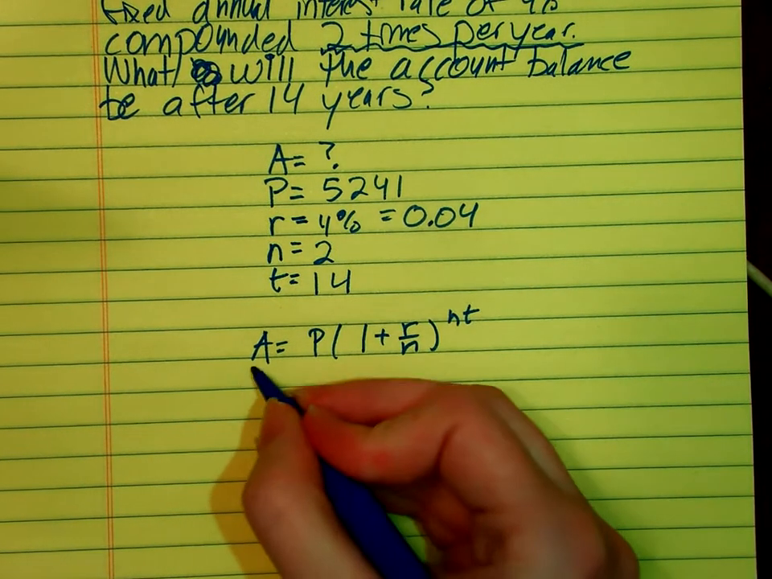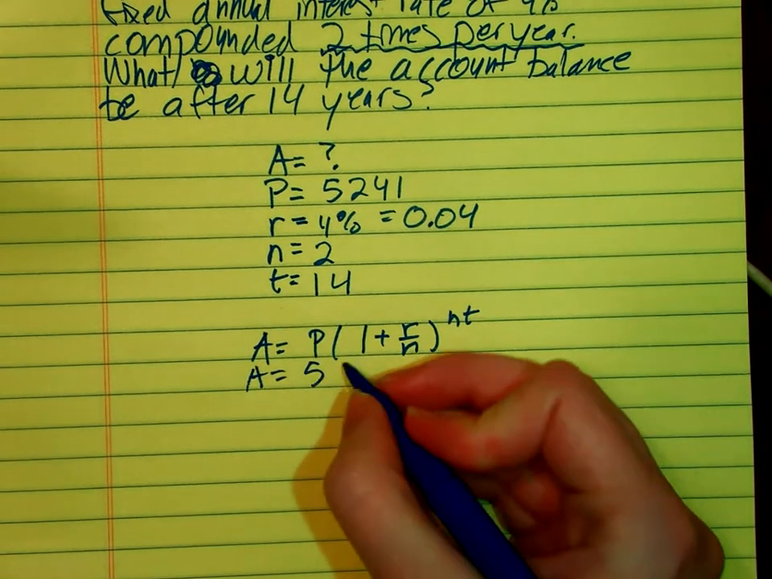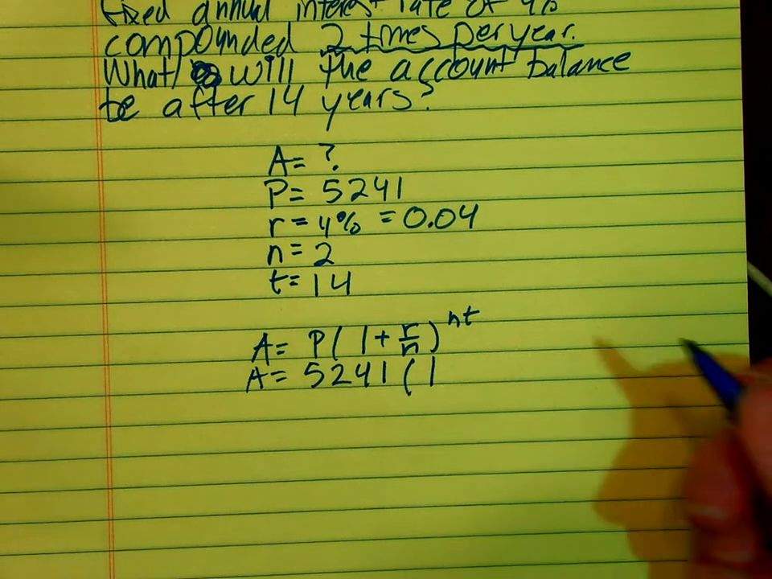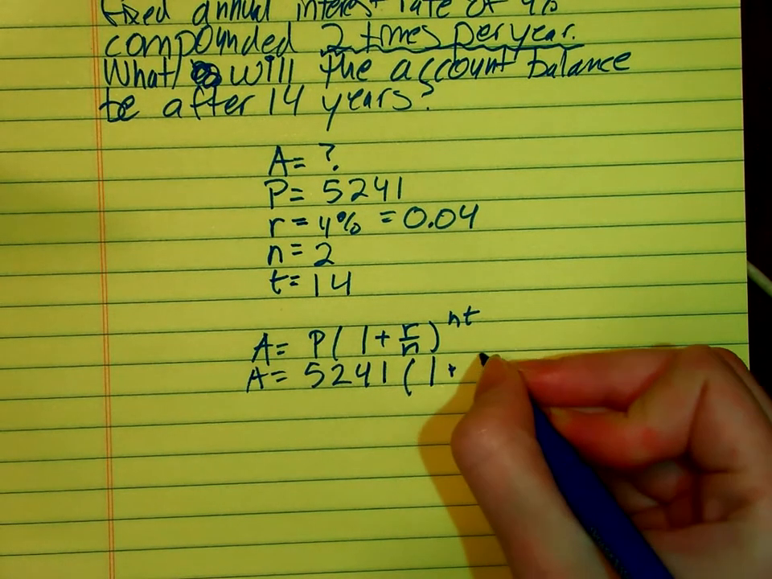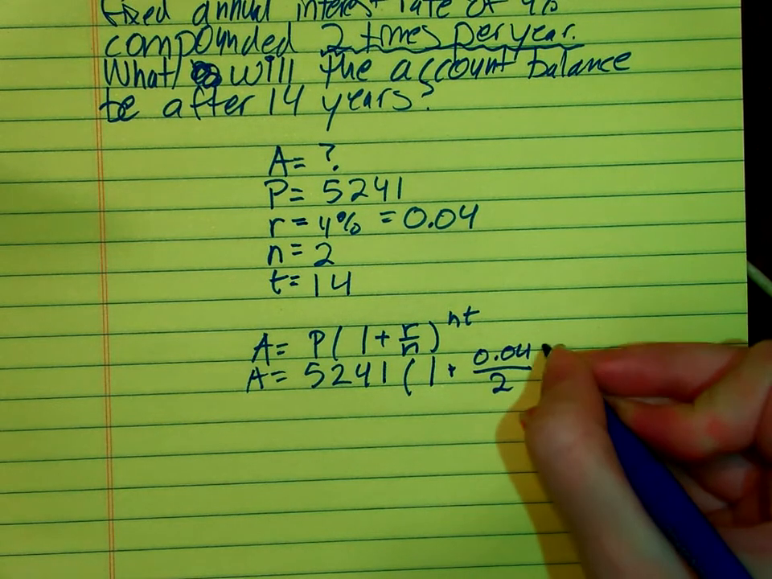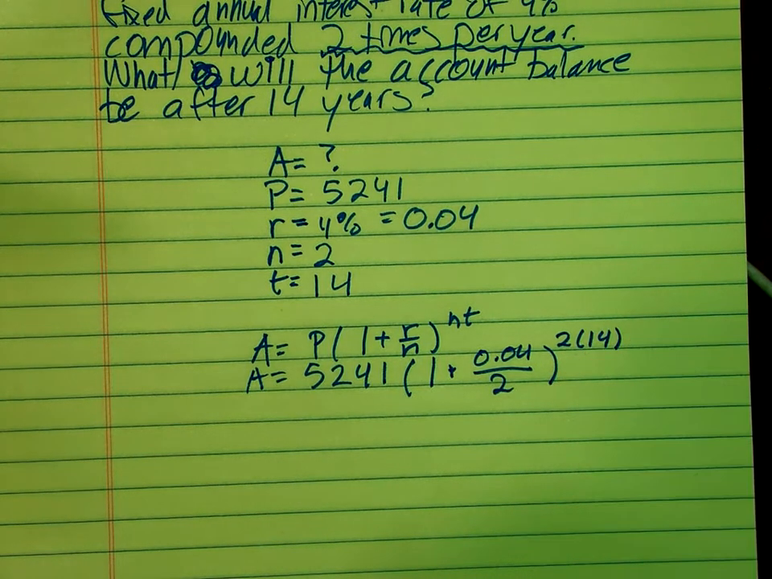A, can't replace it. That stays my variable. P, that's 5,241. 1 just is the number 1 always. Plus 0.04 divided by 2, to the 2 times 14.